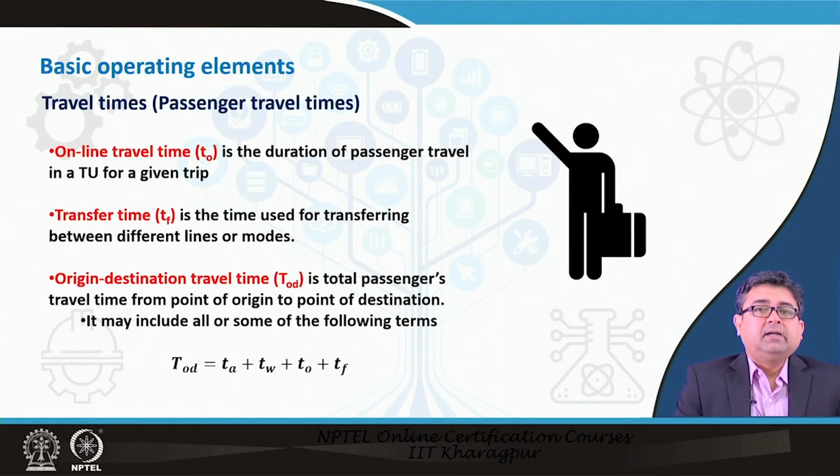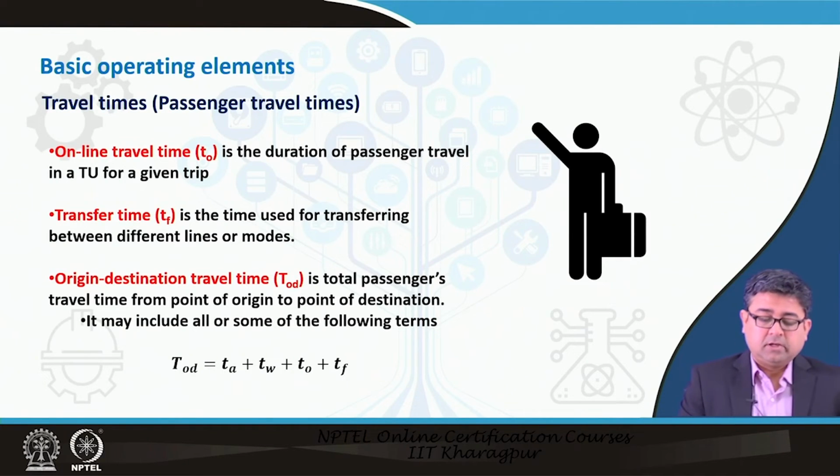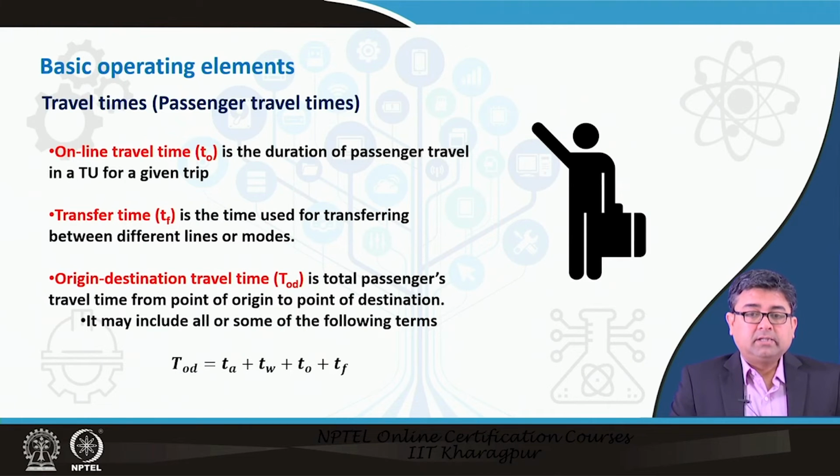And then comes the final origin destination travel time, that is the total passenger's travel time from point of origin to point of destination. So, that is the summation of the access time, wait time, the online travel time, and if there is any transfer time involved. All of those summed together is what is called the origin destination travel time.